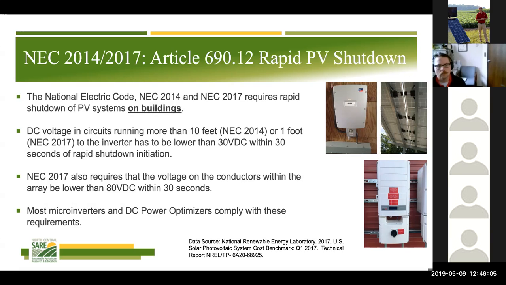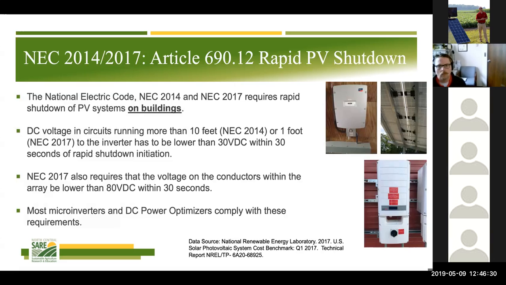And so as we look at Article 690.12 of the National Electric Code, it addresses rapid PV shutdown standards. And again, this is focusing on systems that would be located on rooftops. So if you have a system that's integrated into your building, that's where this safety code is mostly concerned, because what we want to do is minimize live DC wiring.